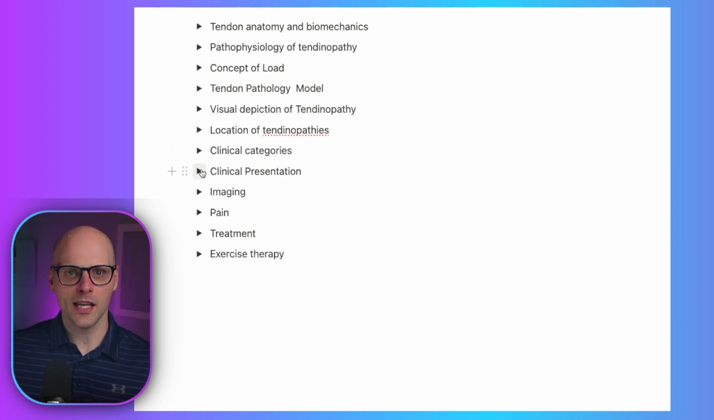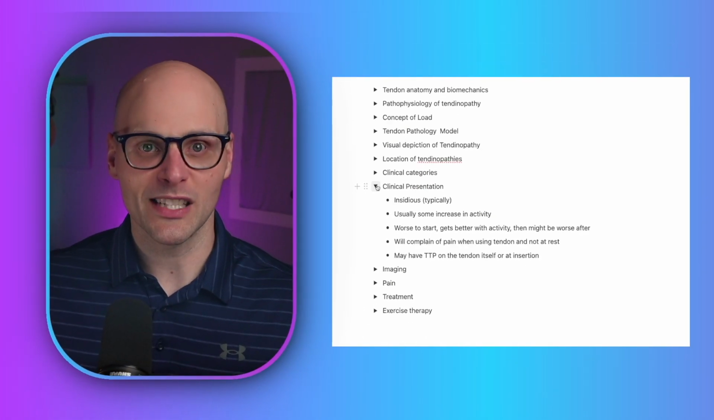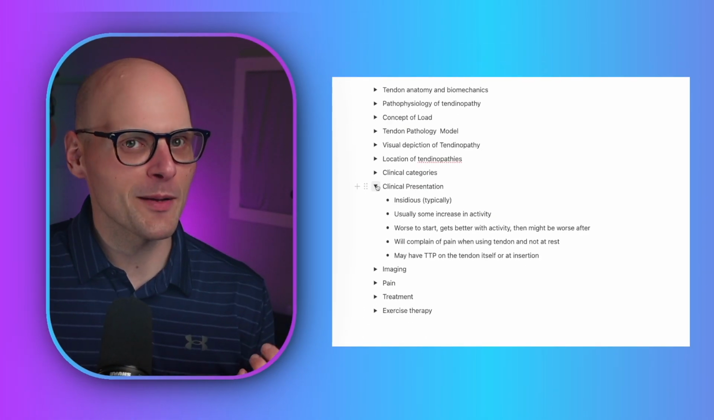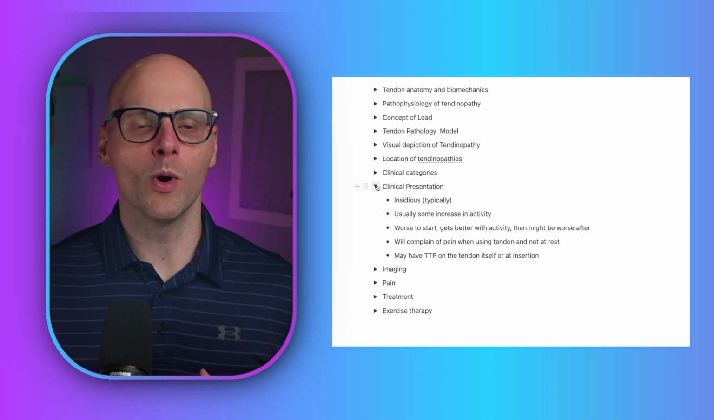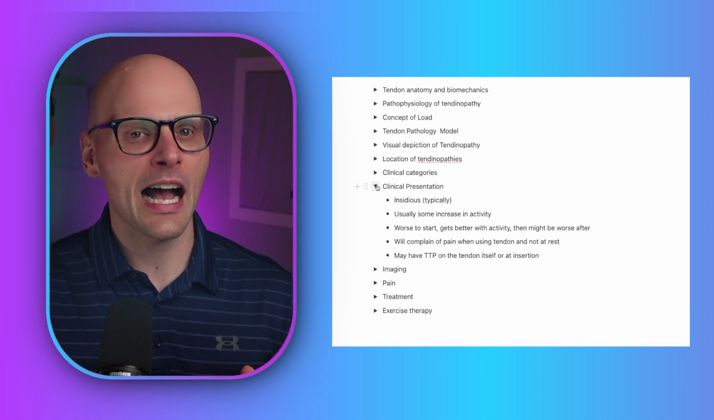Speaking of treatment, let's first get into how we clinically present. Typically this is an insidious onset, meaning it happened chronically over time. Not many people say, I was jumping and all of a sudden, on one jump, my knee just really started hurting. If that is the case, that's probably not a tendinopathy.